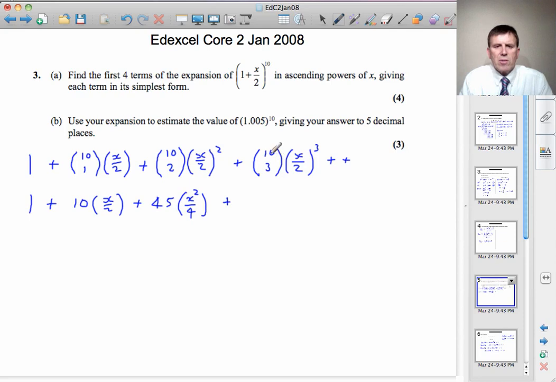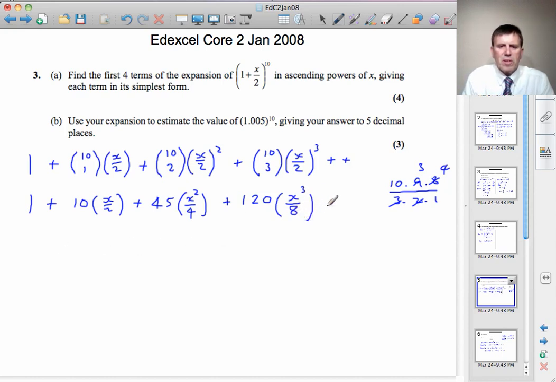Now you can work these out on your calculator, 10C3, or you can realize that it's 10 times 9 times 8 divided by 3 times 2 times 1. 2 goes into 8 4 times, 3 goes into 9 3 times, so it's 10 times 3 times 4, which is 120. But all scientific calculators will work out combinations for you if you prefer. x over 2 cubed is x cubed over 8.